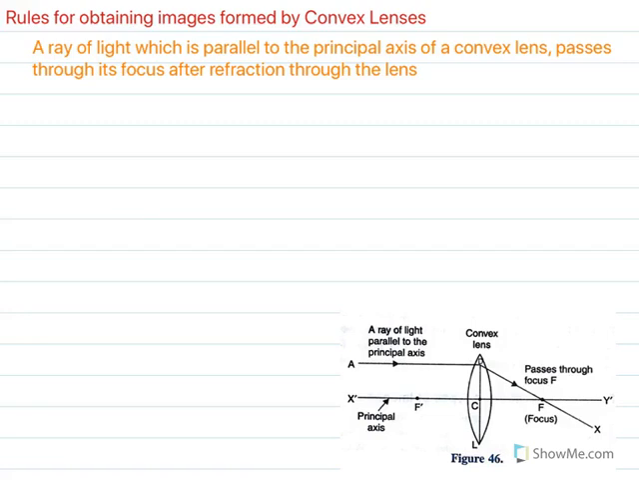Rules for obtaining images formed by convex lens. This is rule number 1. First we need to draw the lens. We first draw a straight line and then a perpendicular.